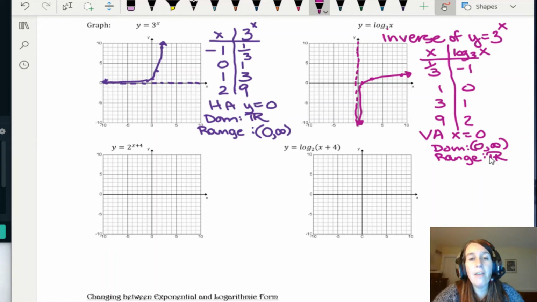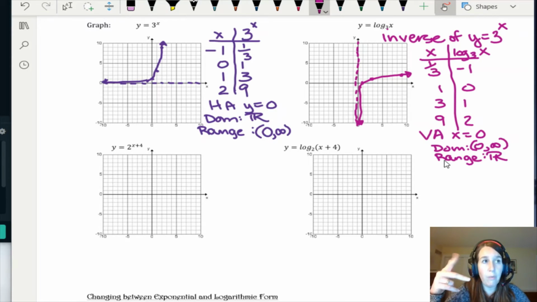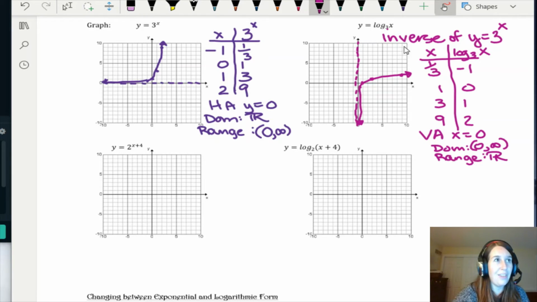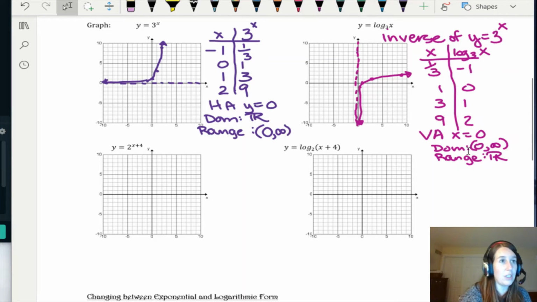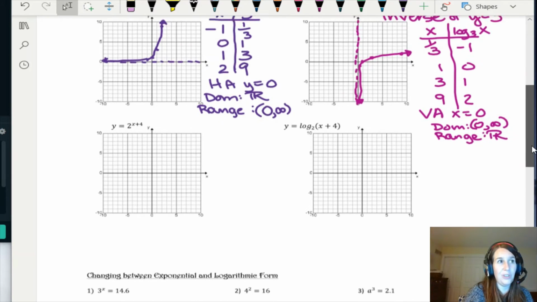If you remember something about inverses, let's connect that back to our last section. The domain and the range of the original will switch for the domain and range of the inverse, because x and y are switched. So domain and range will switch. It confirms that. Of course, that would still be true. That's what we learned in the inverse section, and here we are using it.